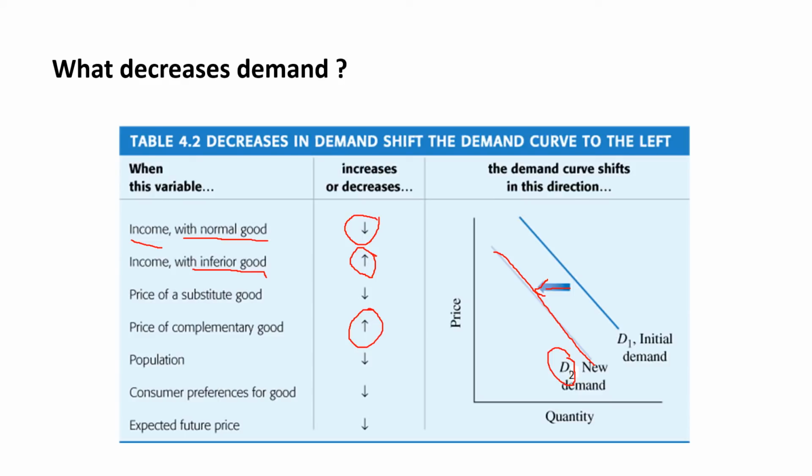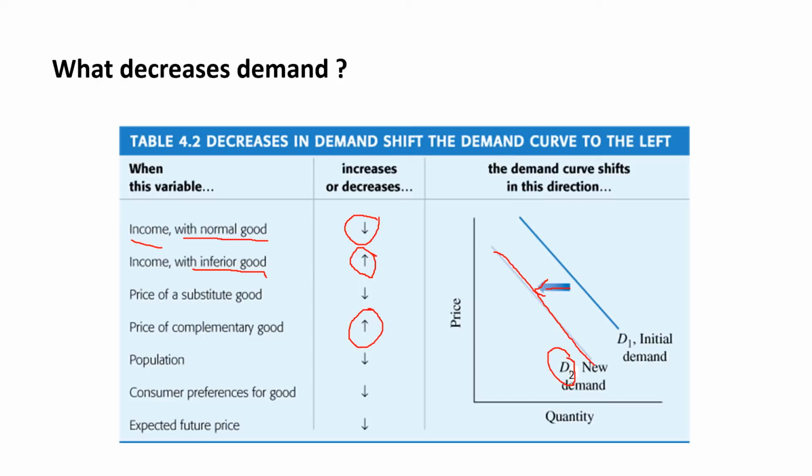Consumer preference. Now the consumers stop their preference for a certain product. They stop liking to buy Toyota cars. So what will happen over here? The demand will decrease and this will shift the demand curve as well to the left.